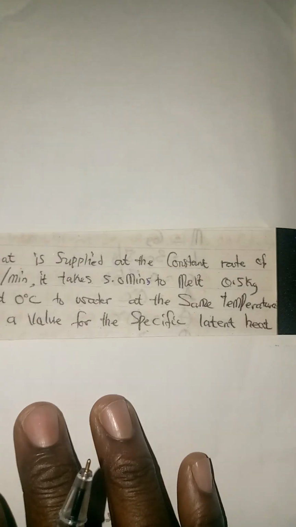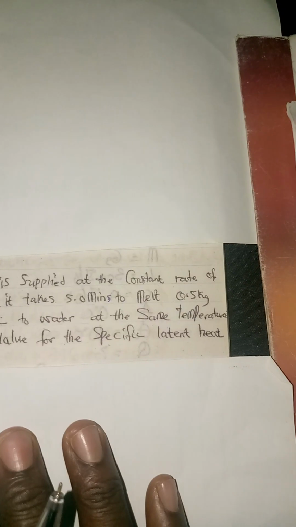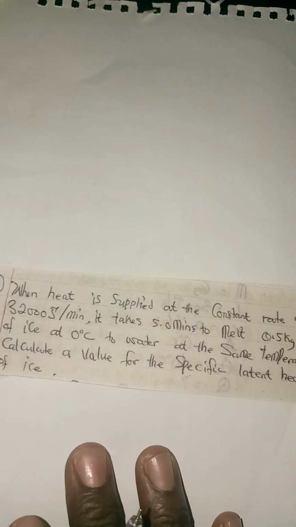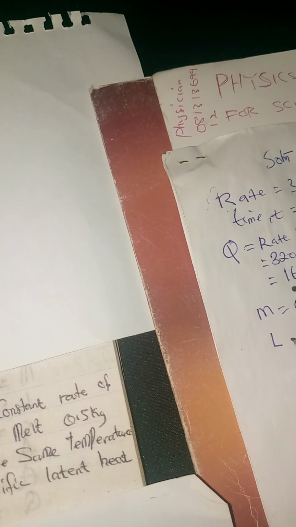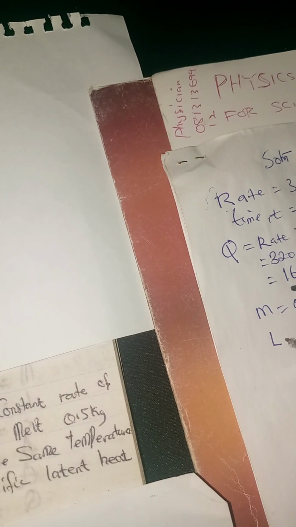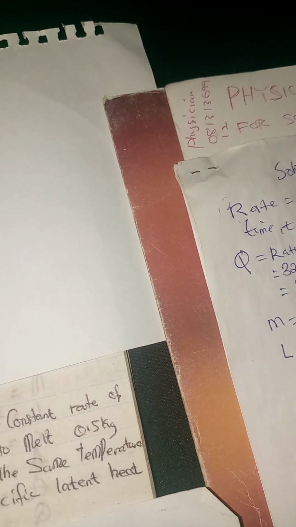Let's go back to the question again. The question now says, to melt 0.5 kilogram of ice at 0 degrees Celsius to water at the same temperature. Calculate a value for the specific latent heat of ice. The specific latent heat is symbolized with a letter L. So it is equal to nothing. That's what we are looking for.